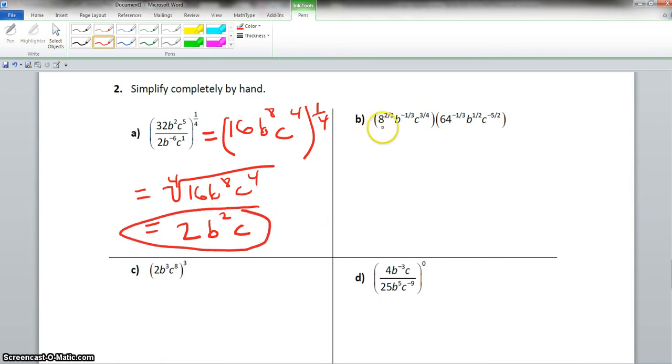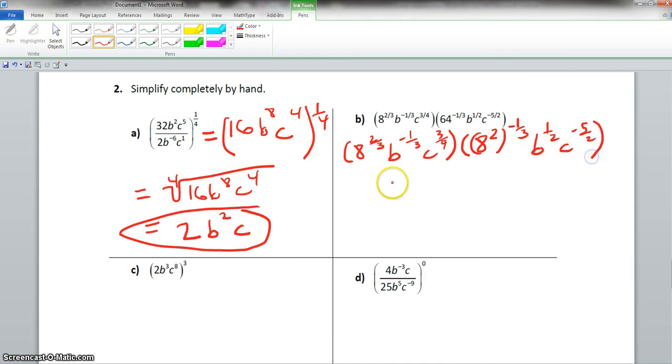Now we go to b here. Now if you notice here, we have all of these exponents. First thing that we should do is change this 64 to 8 to the 2nd power. So let me take care of that. This will be 8 to the 2/3, b to the negative 1/3, c to the 3/4. And we would change that 64 to 8 to the 2nd power to the negative 1/3 times b to the 1/2 times c to the negative 5/2.